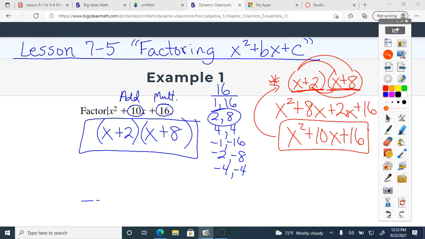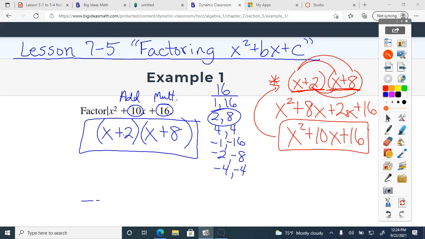Okay? And once you pick them, just double check. 2 times 8 is 16. 2 plus 8 is 10. That's all there is to it. Now, the more factors you have, the harder it is to pick. The fewer factors you have, the easier it is to do.